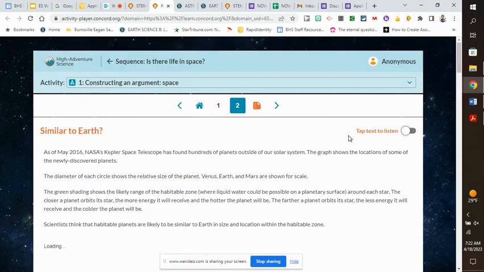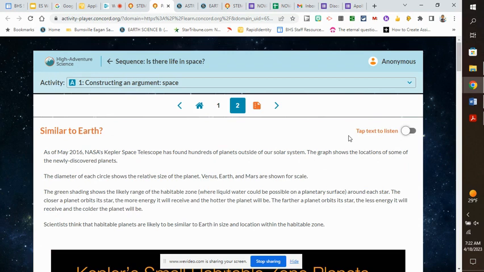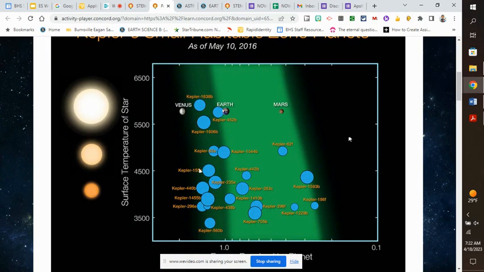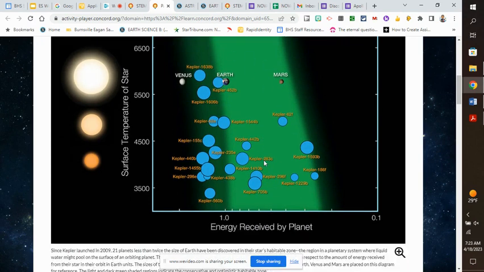Page 2, the question is similar to Earth. It says, as of May 2016, NASA's Kepler Space Telescope has found hundreds of planets outside of our solar system. The graph shows the locations of some of the newly discovered planets. The diameter of each circle shows the relative size of the planet. Venus, Earth, and Mars are shown to scale. So let's take a look at the diagram. Okay. So we have Venus, Earth, and Mars. And then here's a bunch of the planets that were discovered as of 2016.